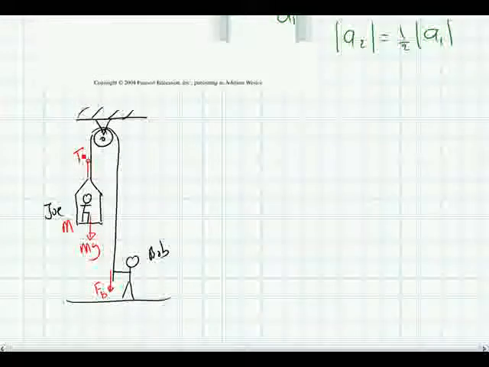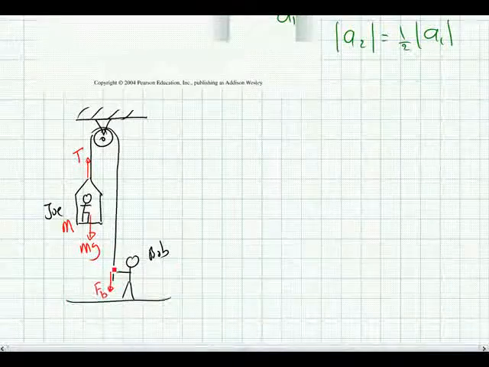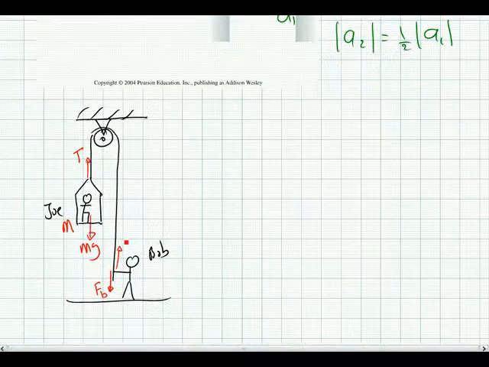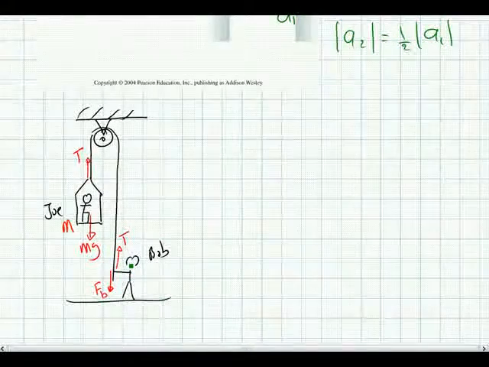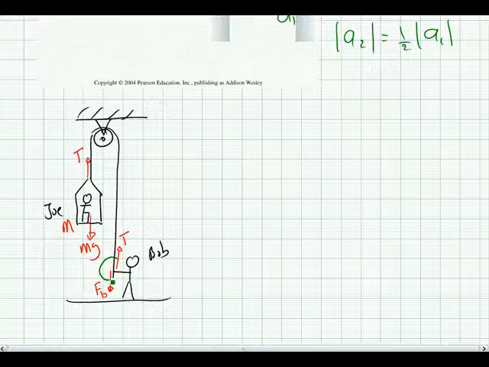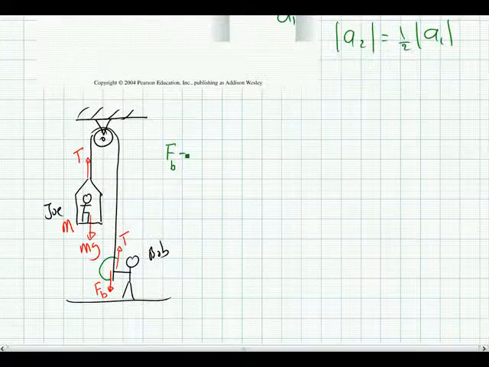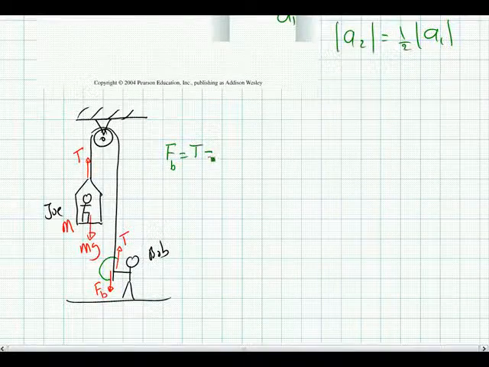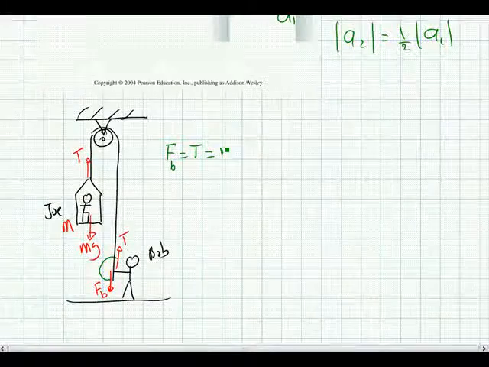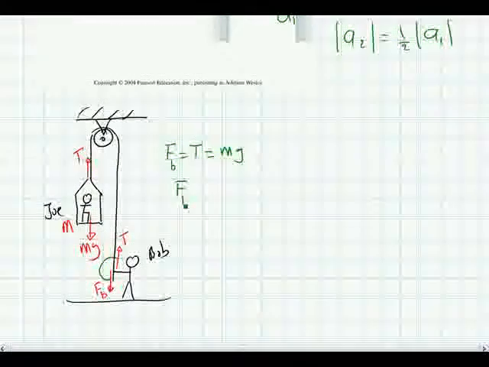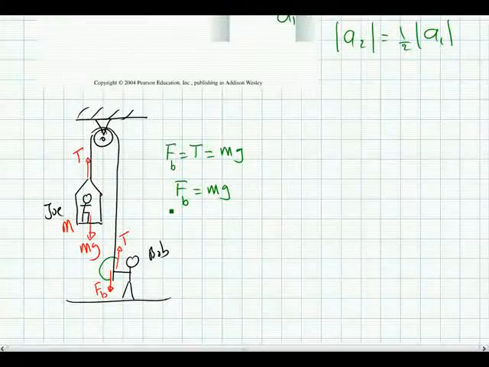The force upwards is tension from the rope. We're dealing with one continuous piece of rope, so this tension is equal to this tension, and the tension at Bob's end forms an action-reaction pair with the force that Bob applies. Therefore, the force that Bob applies is equal to tension. And from looking at Joe's end of the rope, the tension is equal to mg. Therefore, the force that Bob applies is equal to simply mg. That's an obvious conclusion.